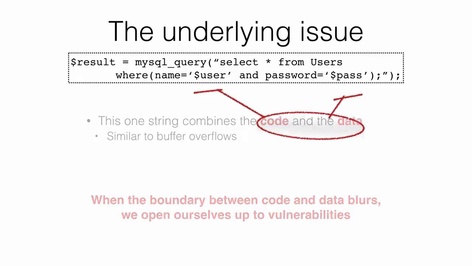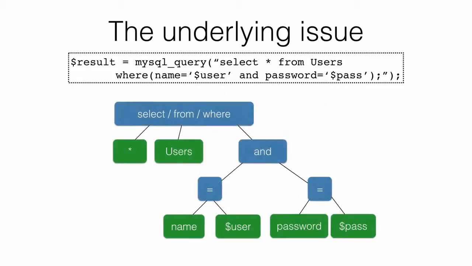So in general, when the boundary between code and data blurs, we're going to open ourselves up to vulnerabilities. So we can see the underlying issue by viewing the SQL query that we intend as a parse tree. If you look at that query, you can see that a select statement basically has three parts. First, it's what to select. In this case, it's star, that is all possible records. Second, it's which table, in this case, the user's table. And then third, the where clause that refines which records should be considered.